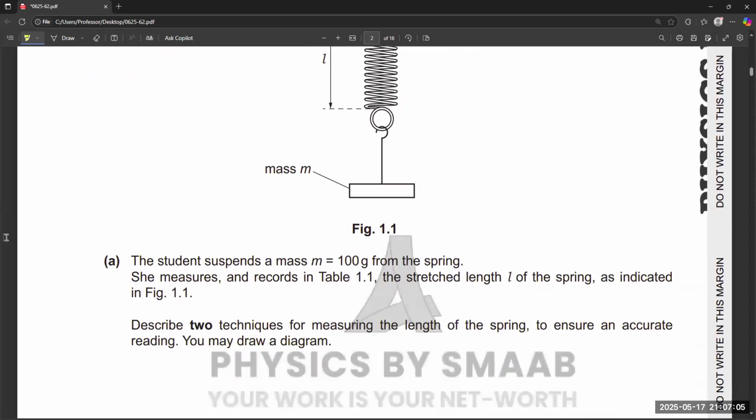The student suspends a mass of 100 gram from the spring. She measures and records in table 1.1 the stretched length, small l, of the spring as indicated in figure 1.1. Describe two techniques for measuring the length of the spring to ensure an accurate reading. You may draw a diagram.